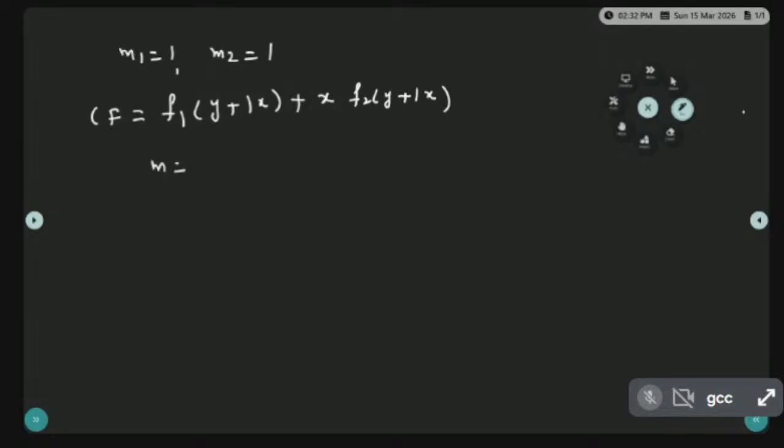If the roots are 2 comma 2, can you please tell me? 2 repeated, f1 of y plus 2x. And what's the next important term? x. All of you respond. x into f2 of y plus 2x.